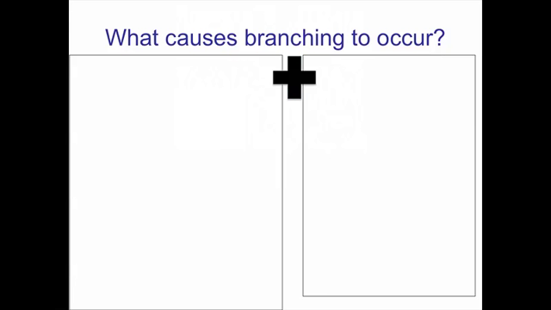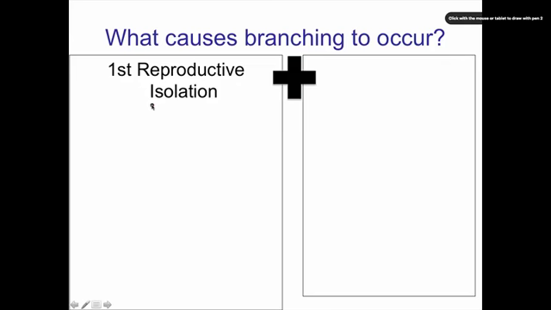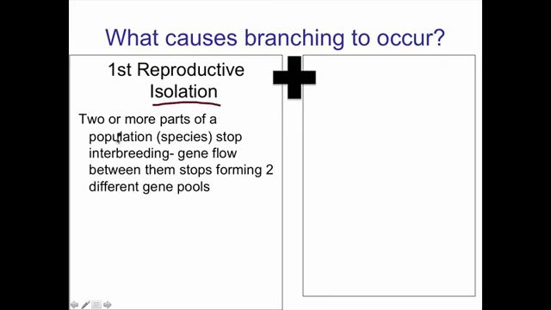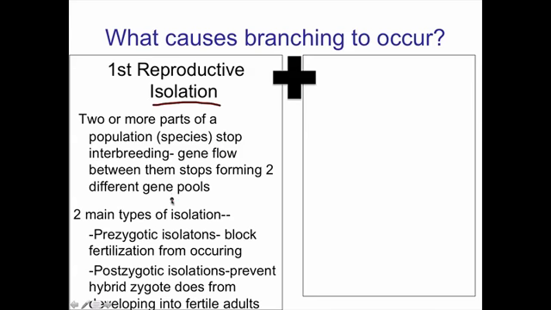So what exactly causes this branching? What causes one species to branch into different species over time? The biggest thing is isolation. Isolation must happen first. Now there's different types of isolation. Anytime you can take a population and basically stop two or more parts of it from interbreeding, you've caused isolation. So somehow separating the population into two or more different groups. There's two main types of isolation: prezygotic isolations, and then postzygotic isolations.